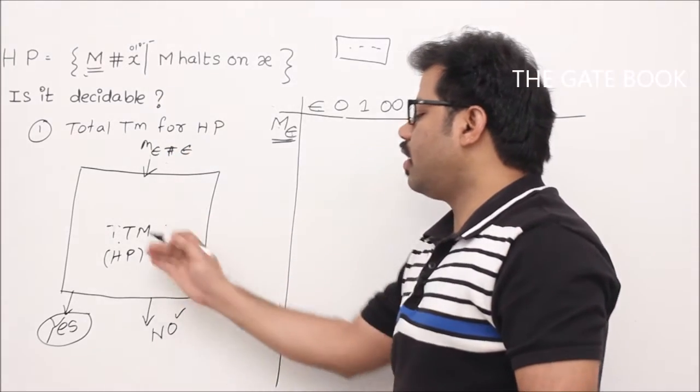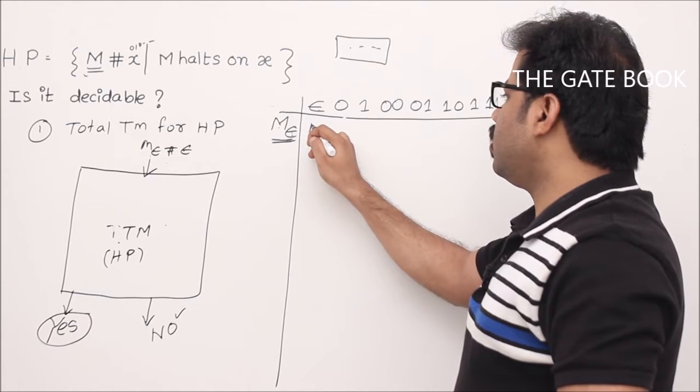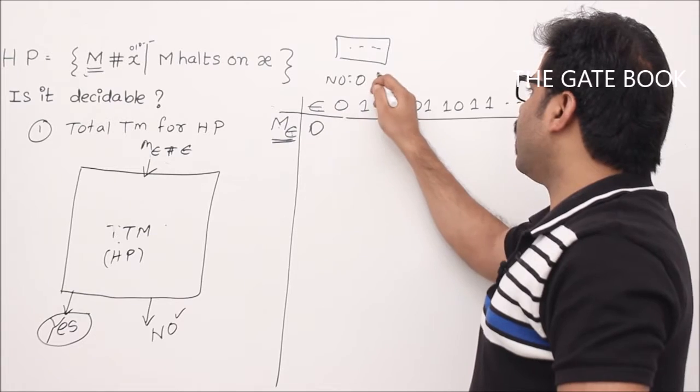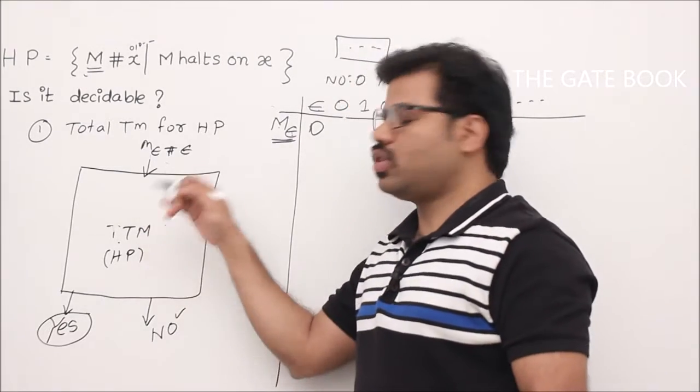This is going to answer it. Take the answer. Let's say it said no. I write no. No means 0. Yes means 1. Remember it. For no I am writing 0. For yes I am writing 1. That no and yes will be given by this total Turing machine.